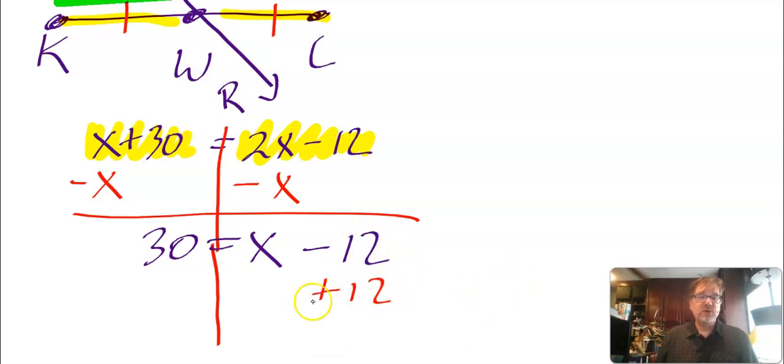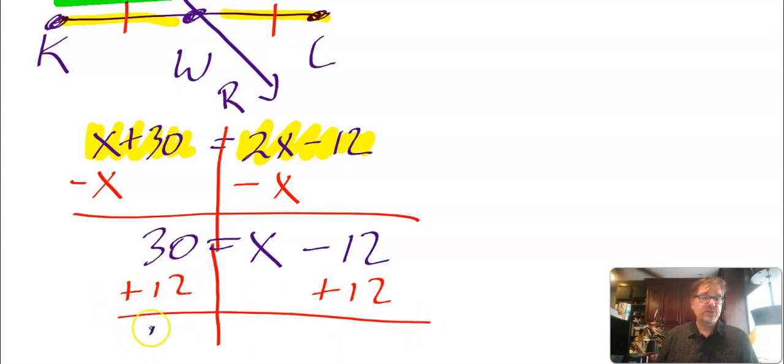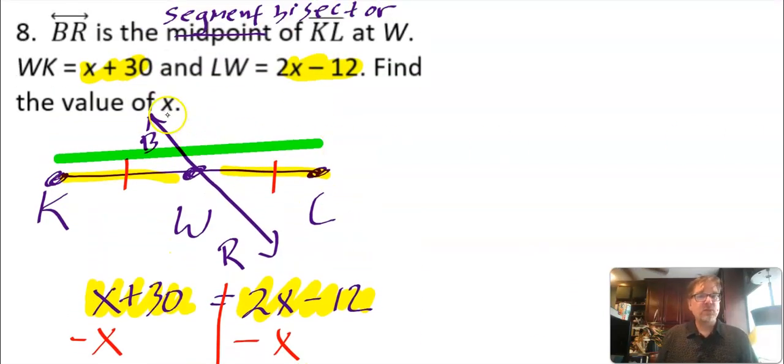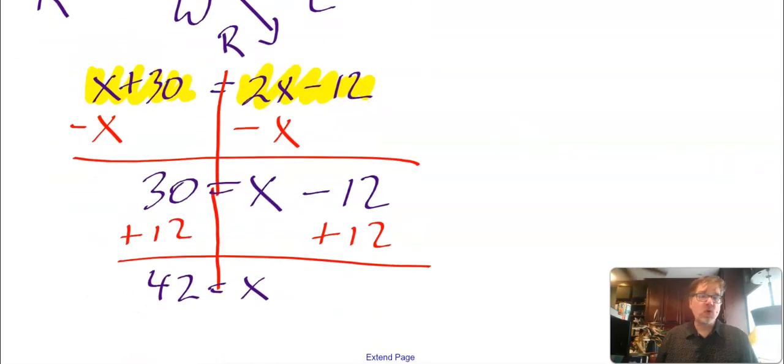Now I'm going to add 12 on both sides. 30 plus 12 is 42. That equals x. Now that x is solved, look back. It wants x. Guess what? We're done. Boom, boom. Awesome. Alrighty. So that's me doing a couple.